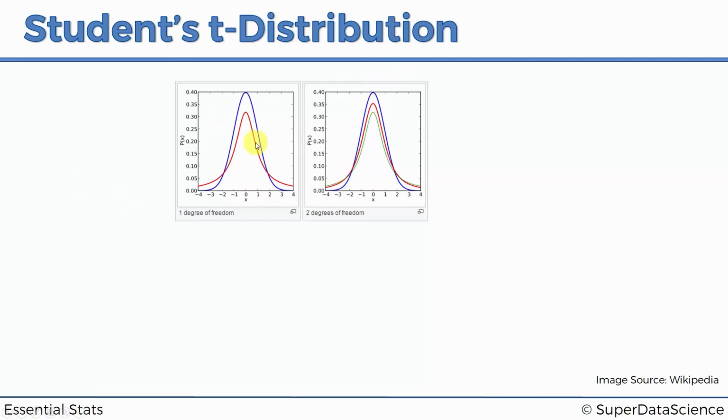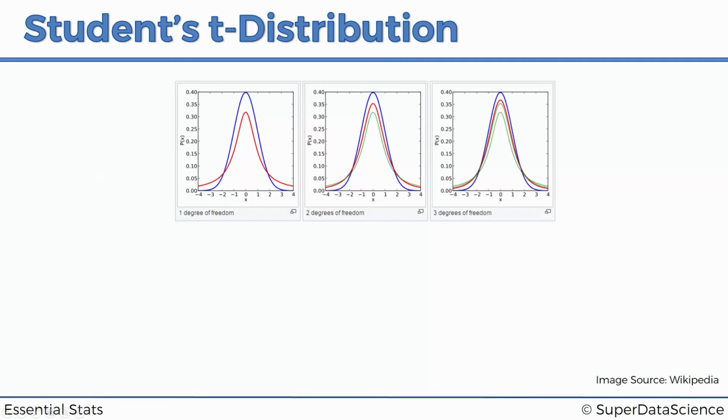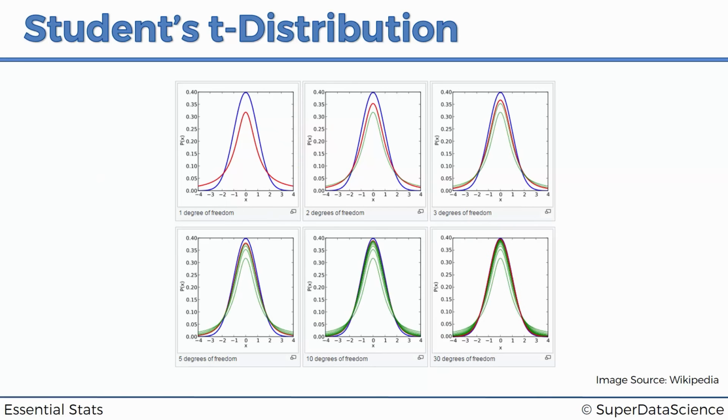So you go from here to here to here to here to here to here. So as you can see, it's getting closer and closer and closer. So 1, 2, 3, 5, 10, 30. So 30 degrees of freedom. Well, that's a sample size of 31, but you can see it's still not exactly on the blue, but it's very close. So our cutoff point is going to be 30.